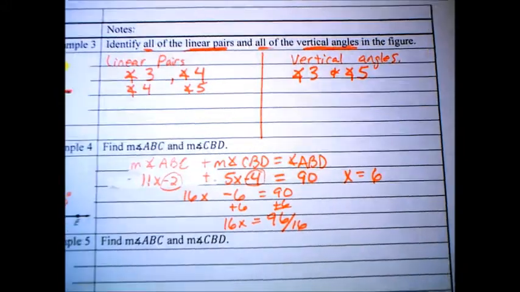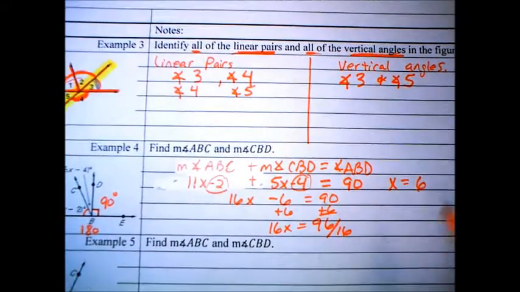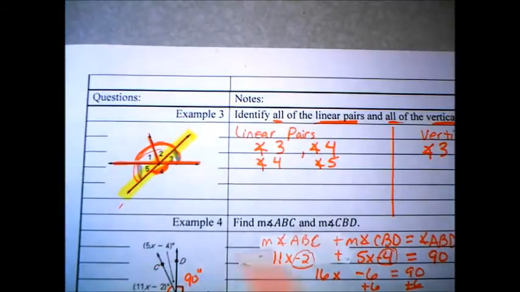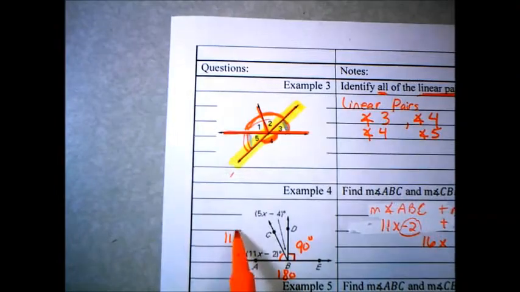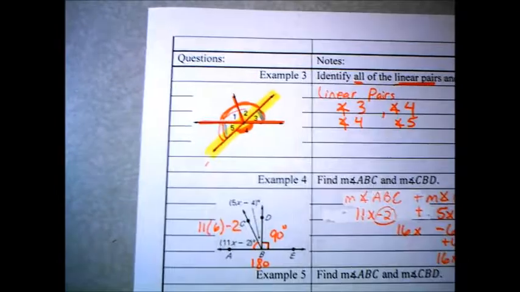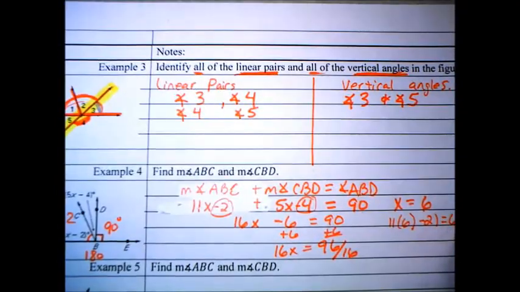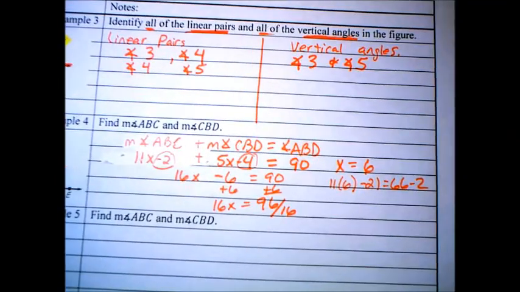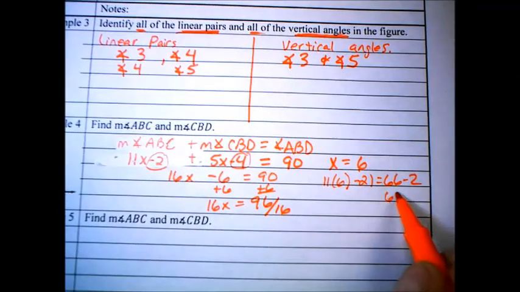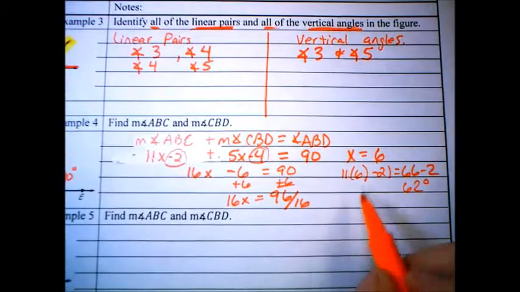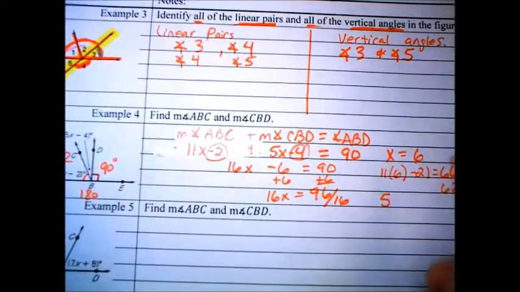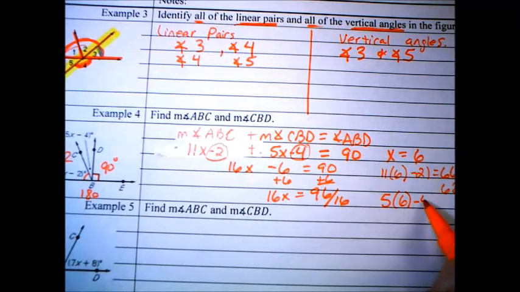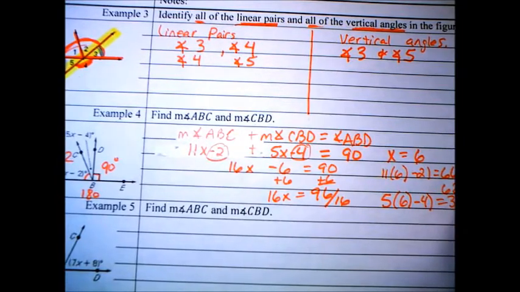Now we wanted to find out what each one of these angles were, so I'm going to go back to the 11 times 6 minus 2, which was this little angle here. I'm substituting it in. And that gives me 66 minus 2, which is 62. If I plugged it into the other angle, which was 5x minus 4, that would be 5 times 6 minus 4, which is 30 minus 4, which is 36.